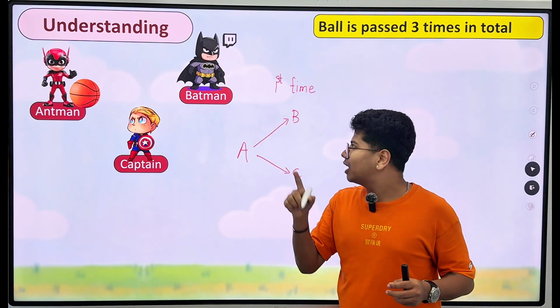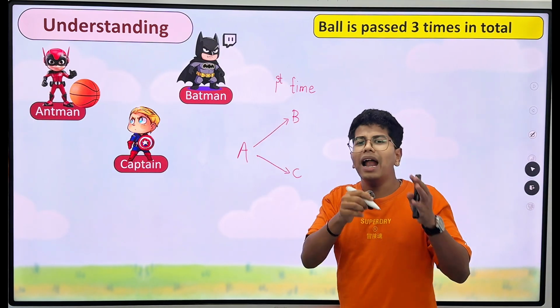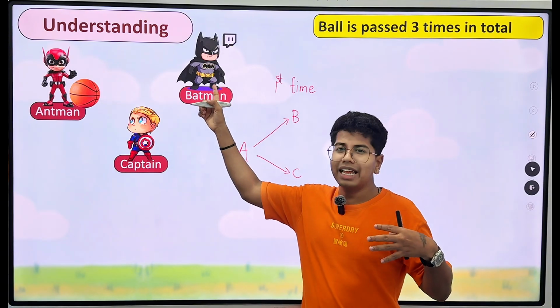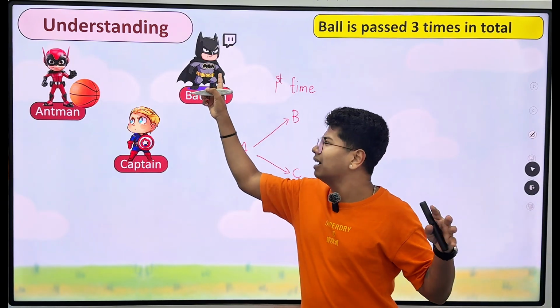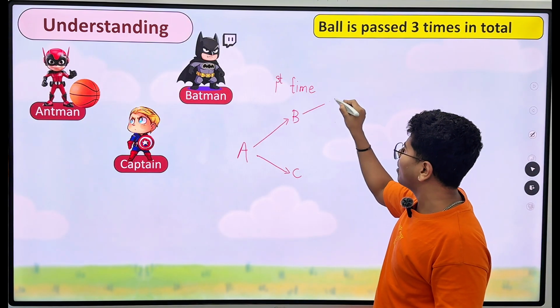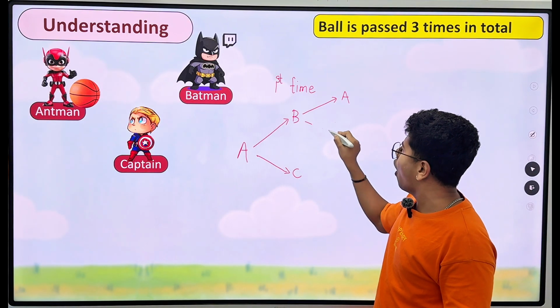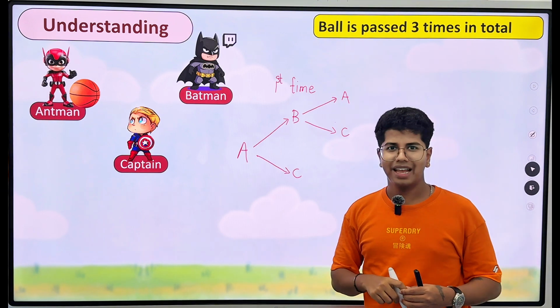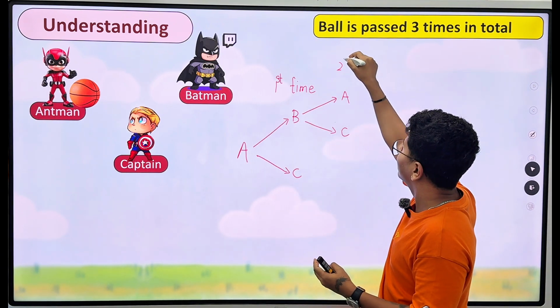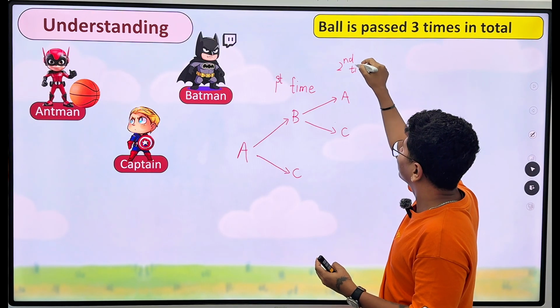Now Batman has the ball. Now Batman can choose to give to any one of them. So Batman can give to Ant-Man or Batman can give to Captain America also. So here Batman can give to A or he can choose to give to C. Now this is for the second time when they pass. So I'll write down here, second time.